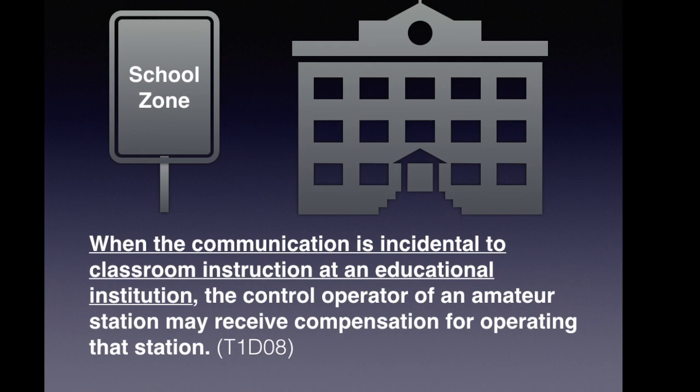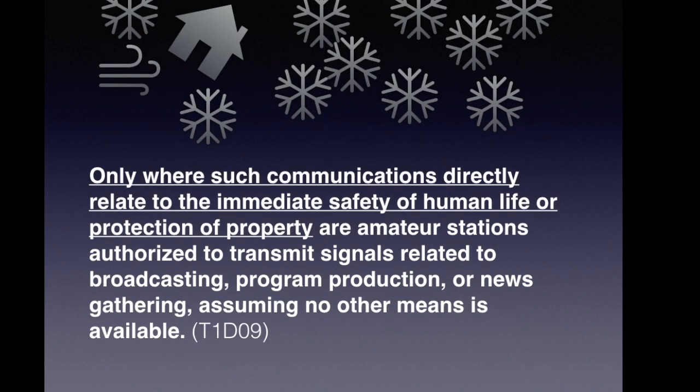So the question is, when communication is incidental to classroom instruction at an educational institution, the control operator of an amateur station may receive compensation for the operating of that station. So human life and the protection of property trumps a lot of rules. So the test question goes something like this. Only when such communications are directly related to the immediate safety of human life or the protection of property are amateur stations authorized to transmit signals related to broadcasting, programming production, or news gathering, assuming no other means is available.